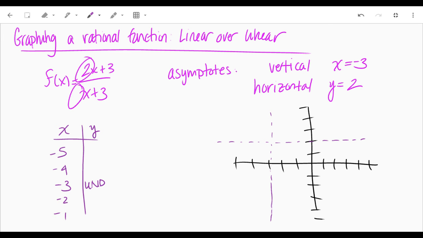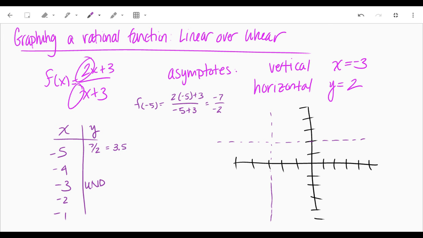All right, f of -5 will be (2 times -5 plus 3) over (-5 plus 3). So that's going to be -10 plus 3, so -7, over -5 plus 3, which is -2. So that's -7, or sorry, +7 halves. So I can graph 7 halves, which is also 3.5, if you want to do it that way.